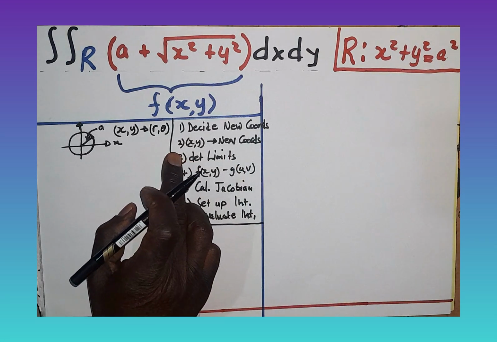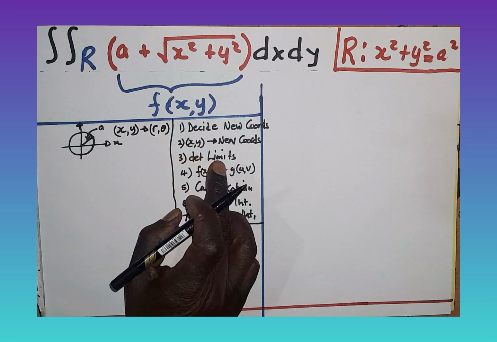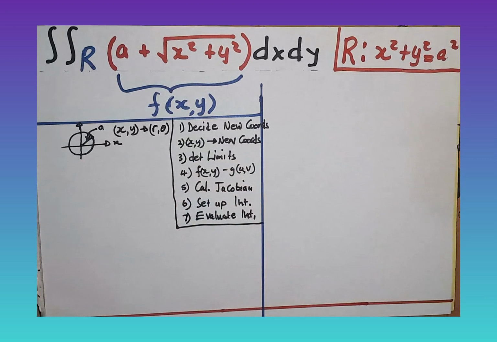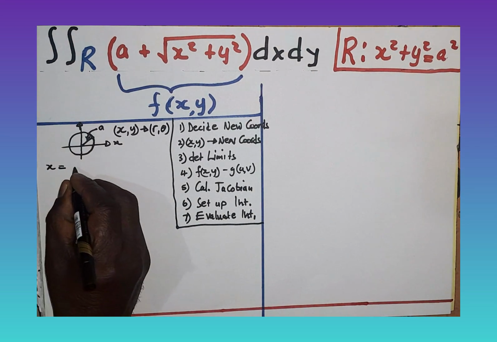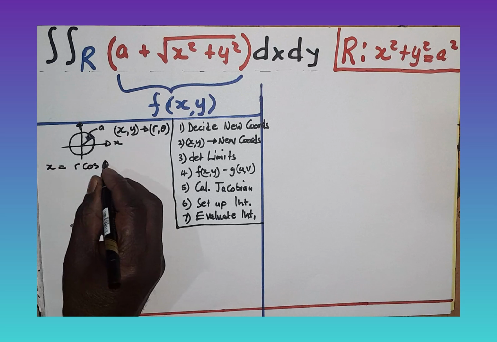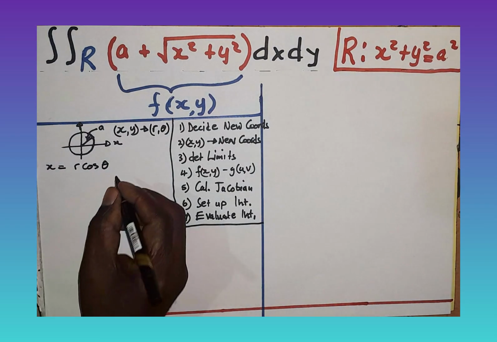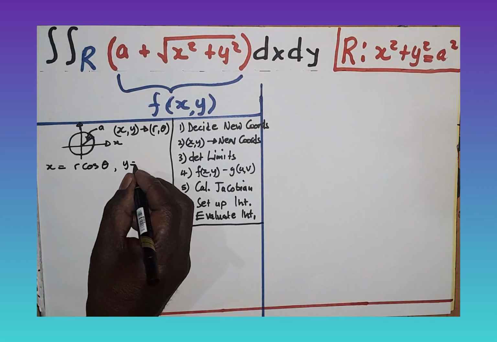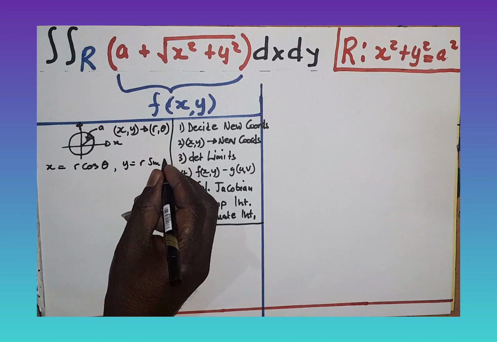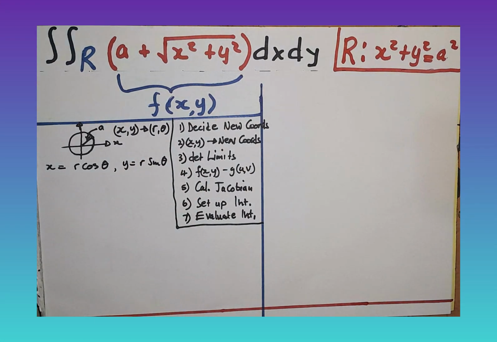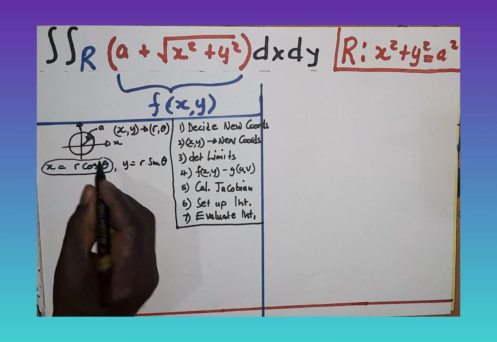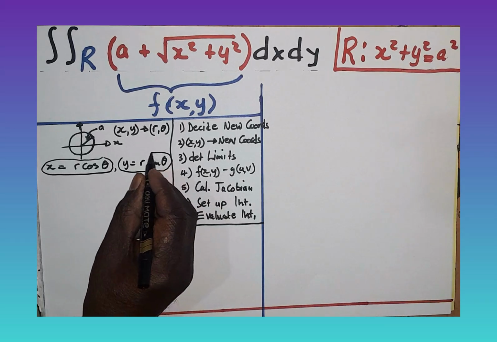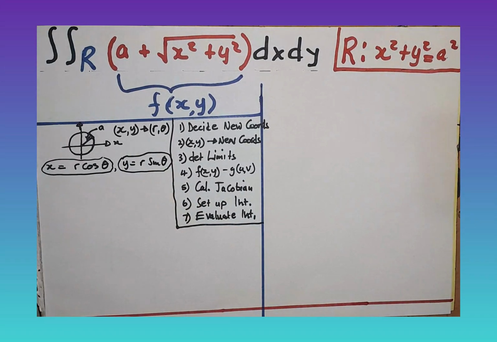Let's go to step number 2, where we need to express our x and y in terms of the new coordinates. Now, what is x in terms of polar coordinates? x, we know, is equal to r cosine of theta in polar coordinates. Similarly, y is equal to r sine of theta in polar coordinates. So x and y are now expressed in terms of the new coordinates r and theta.